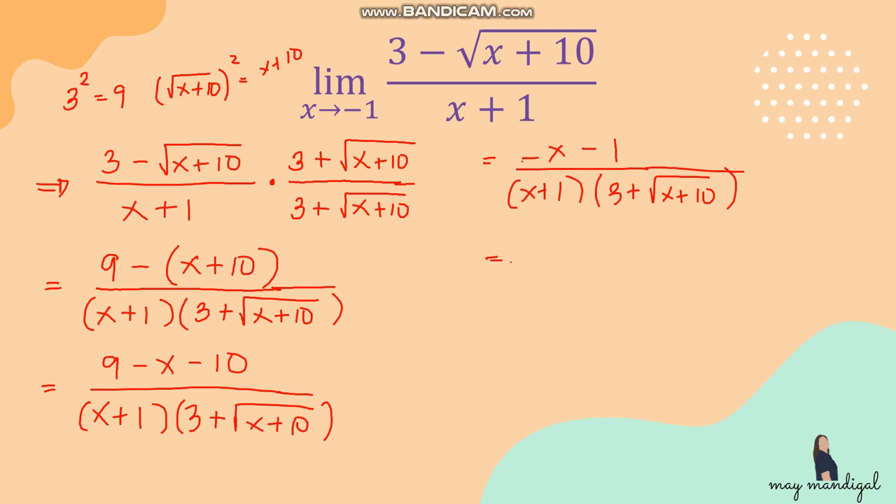Now, what are we going to do next here? If you observe, we have here x plus 1, and the numerator is negative x minus 1. So we want to cancel something here. What you can do is go again to the numerator and factor out the negative. It will become negative times x plus 1, so we just factor out negative 1. If you distribute this, negative x minus 1, it will be just the same as this. So that we can cancel out the x plus 1 on the denominator.